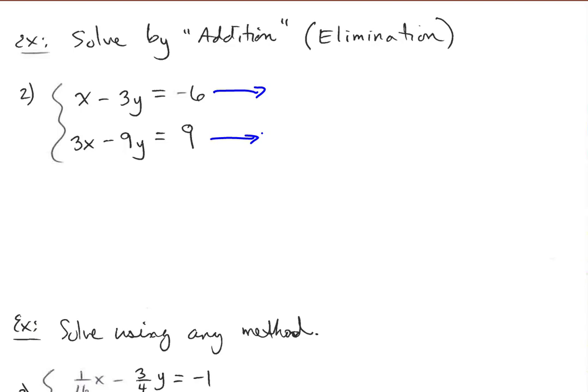Now, you'll notice the coefficients for the x's are 1 and 3. For the y's, they're negative 3 and negative 9. Now, we need to get a pair of those to be opposites, and it doesn't matter which pair.